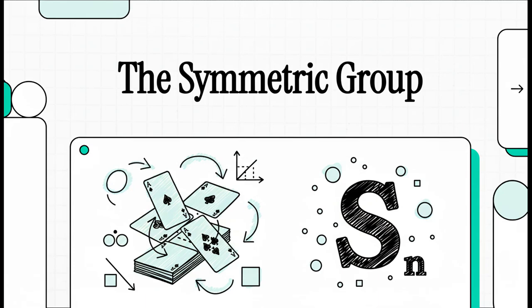You ever shuffle a deck of cards and wonder, just for a second, is there some kind of deep math going on here? Well, spoiler alert, there is. And it's elegant, it's powerful, and it's way deeper than you might think. Today, we're going to decode the mathematics of shuffling by exploring this incredible idea called the symmetric group.